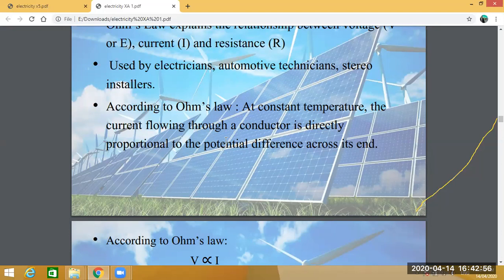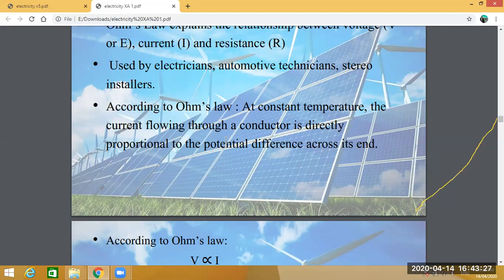As the number of batteries connected across the bulb increases, the intensity of the glowing bulb increases, because as you increase the batteries, the potential difference across the terminal of the bulb increases, and so the current through the bulb also increases. That is, the amount of charge flowing per second also increases. That's why the bulb glows brighter and brighter. This indicates that this satisfies Ohm's law.